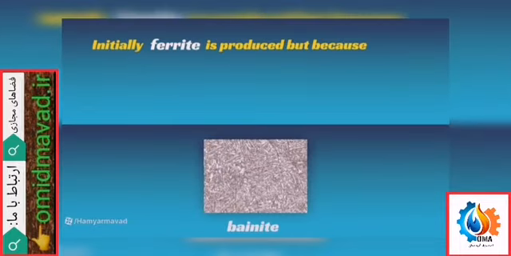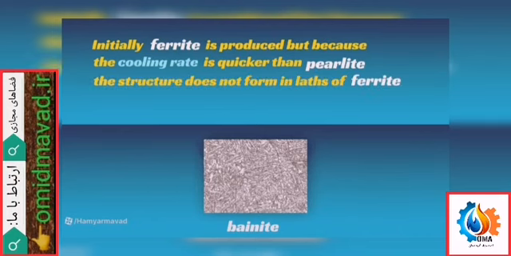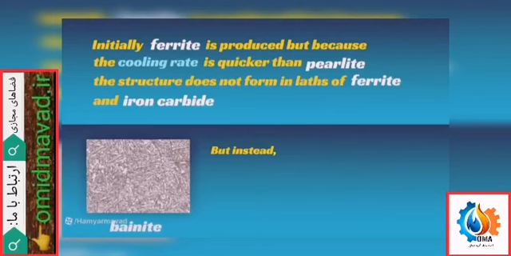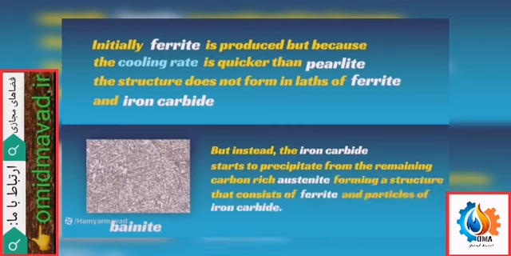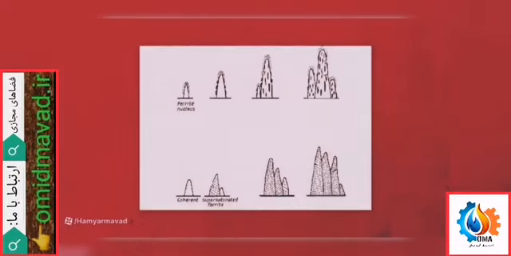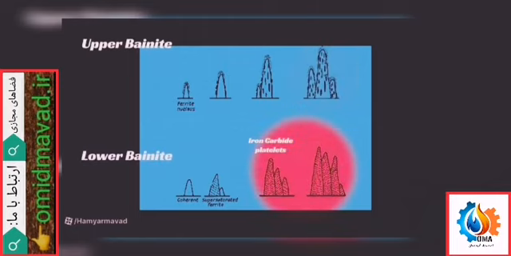Initially, ferrite is produced, but because the cooling rate is quicker than pearlite, the structure does not form in layers of ferrite and iron carbide, but instead the iron carbide starts to precipitate from the remaining carbon-rich austenite, forming a structure that consists of ferrite and particles of iron carbide. Depending on the cooling rate, these iron carbide particles can be more elongated. This is called upper bainite and is the slower cooled of the two structures. The other, lower bainite, forms at faster cooling rates and contains ferrite with finer disc-like particles of iron carbide.